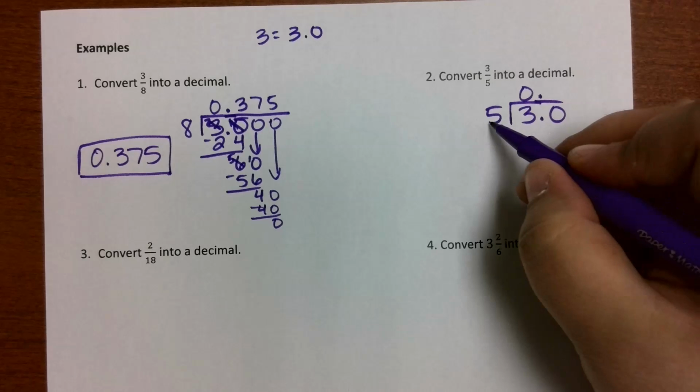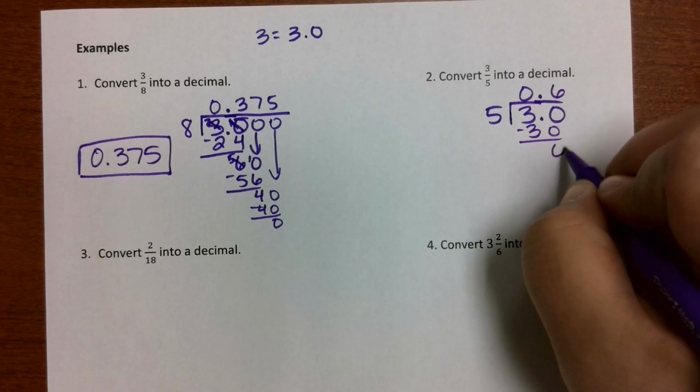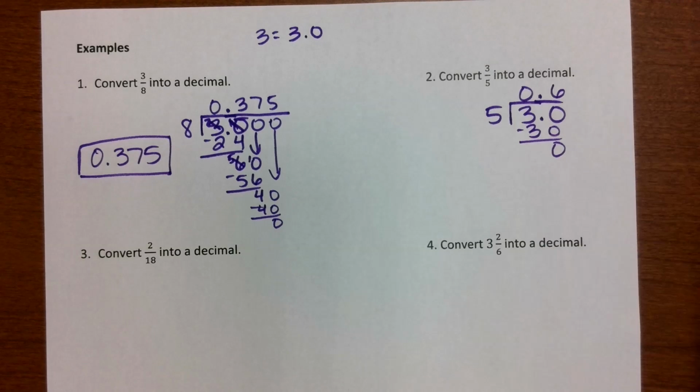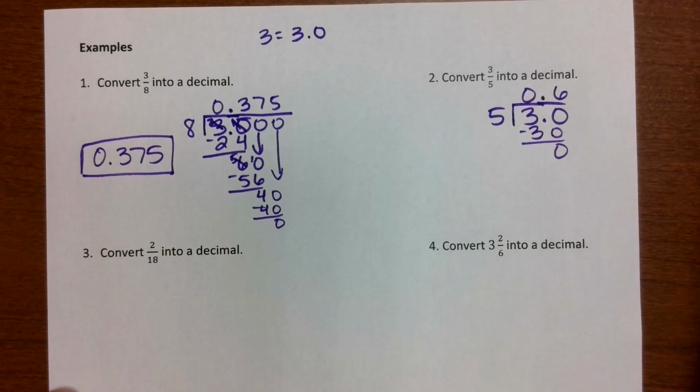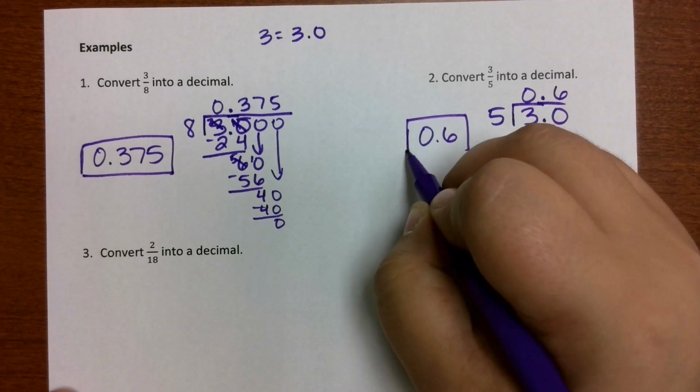Remember, we don't want to change the problem, so putting a decimal and a 0 keeps it the same. 5 goes into 30 6 times, which is 30. Subtract, we get 0. And that's it. Once you get a remainder of 0 and there's nothing else to bring down, your problem is done. So 3/5 is equivalent to 0.6 or 6/10.